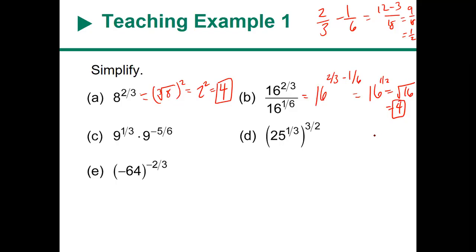Okay, on C, they have the same base. So since they have the same base, I'm going to do what with their powers? Add them. So I have 9 to the 1/3 plus negative 5/6. So now I have 1/3 minus 5/6. And I should get negative 1/2.